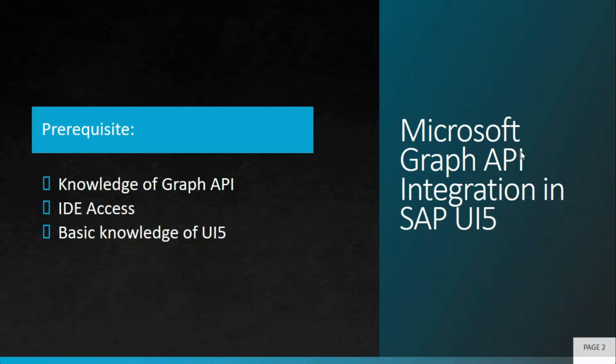So there are a few prerequisites. You need to have a knowledge of Graph API. You need to have IDE access. You can use SAP Web IDE, SAP Business Application Studio, and in case you are just developing via Node.js, then you will need some other studio, right? And in case you want to develop this API in SAP app, then certainly SAP Logon will be required here. And then you need to have basic knowledge of UI5 in case we plan to develop it using SAP UI5.